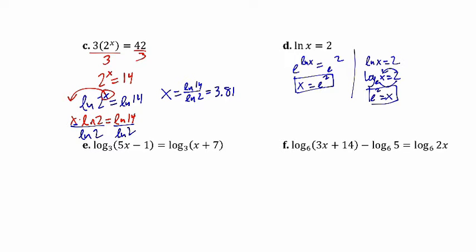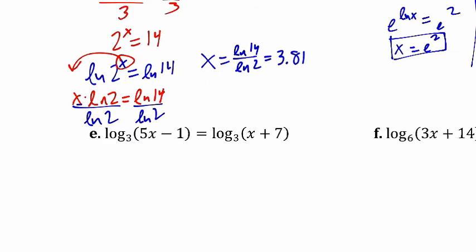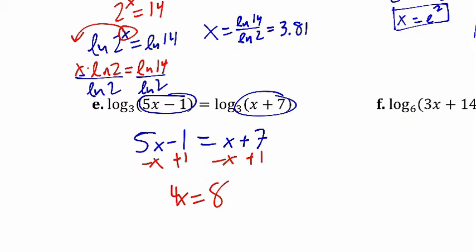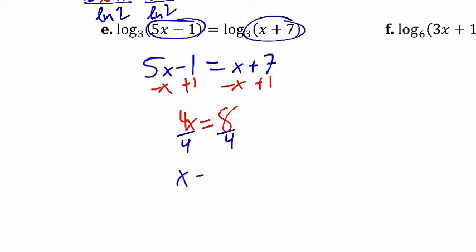Next up, log base 3 of 5x minus 1 equals log base 3 of x plus 7. Well, using the one-to-one property, 5x minus 1 equals x plus 7. To solve for x, we want to get all the x's on one side, so I'm going to subtract x from both sides here. And I'm also going to add 1 to both sides. So we end up with 4x equals 8. To solve for x, I'm just going to use some good old algebra skills, divide both sides by 4, and we end up with x equals 2.